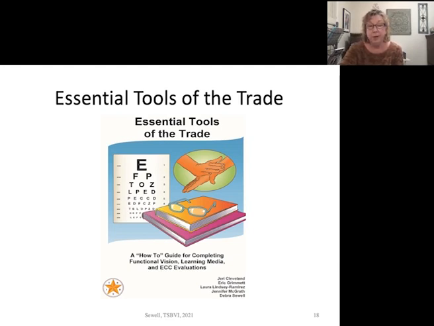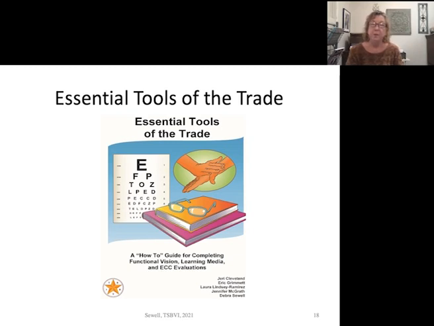This is the book I was talking about a little bit earlier. Essential Tools of the Trade is a fairly new how-to guide for completing functional vision evaluations, learning media assessments, and ECC evaluations. This book was written out of a need for having one book that we could look at to help us complete our functional vision evals and LMAs and ECC evals.